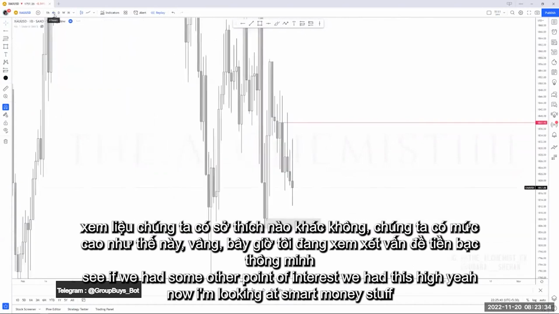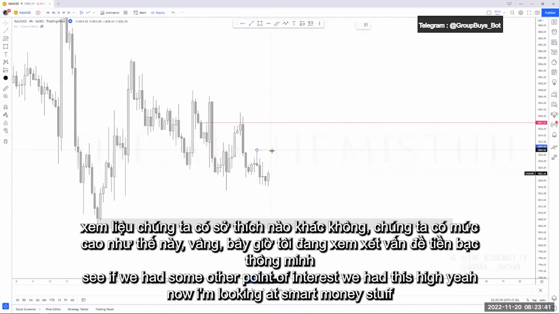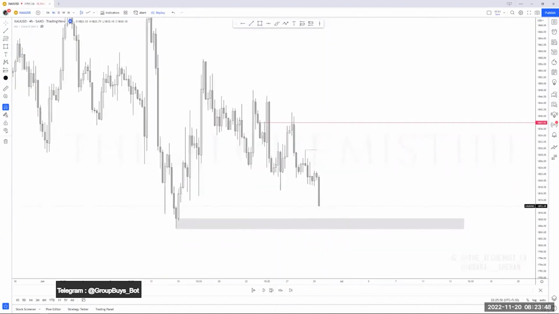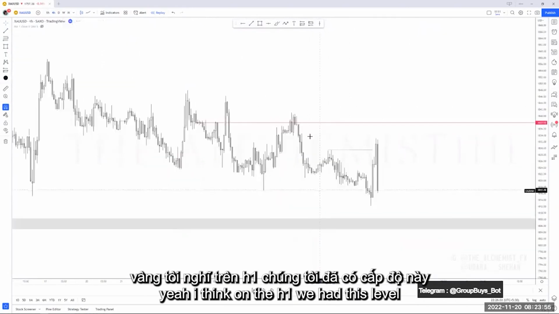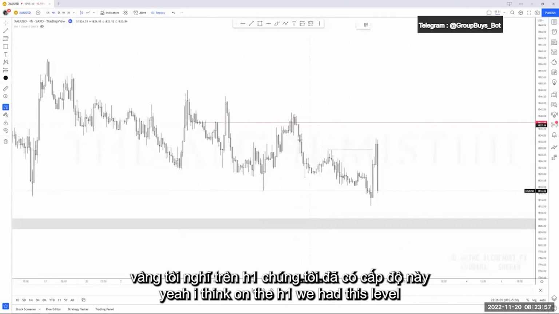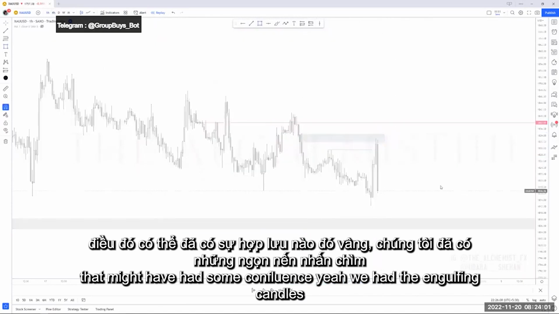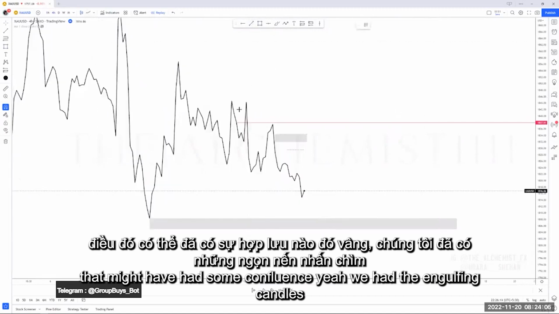See if we had some other point of interest. We had this high. Yeah, now I'm looking at smart money stuff. So this will be a high that failed to create. This is actually internal range liquidity. Okay, so yeah, there it gets taken out. Where did it get taken out into? Yeah, I think on the H1 we had this level that might have had some confluence. Yeah, we had the engulfing candles.